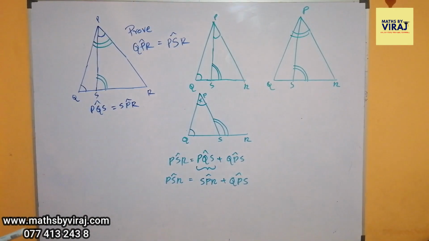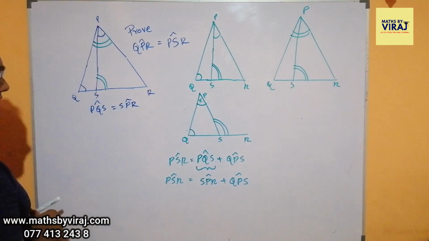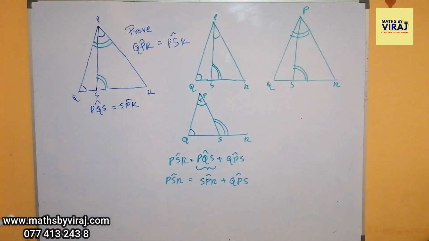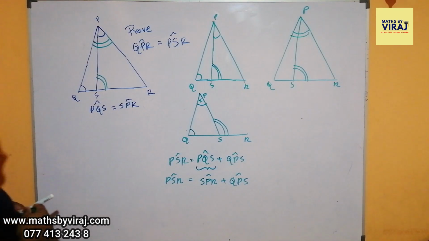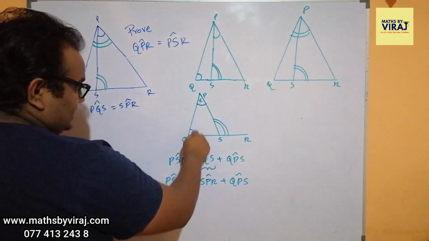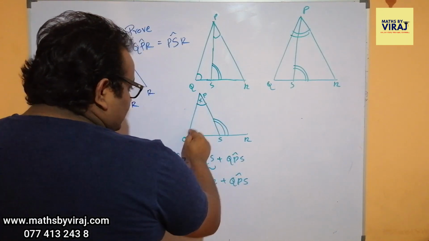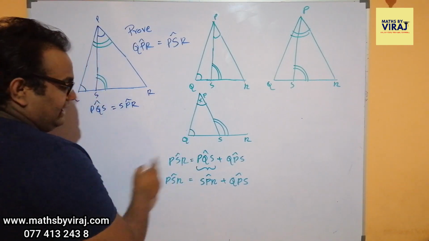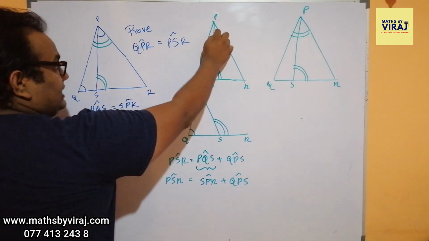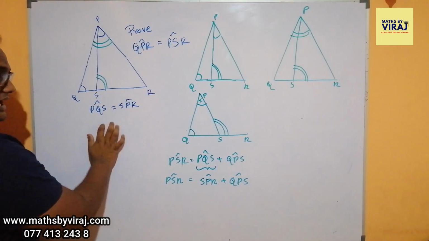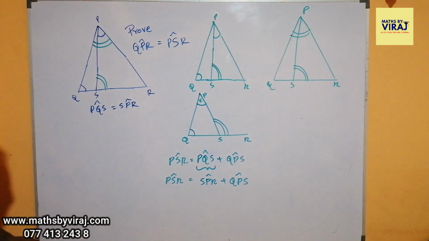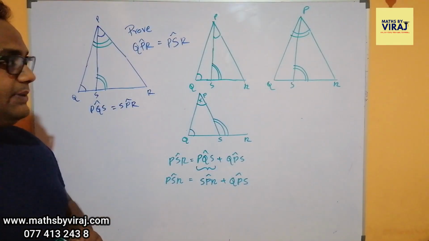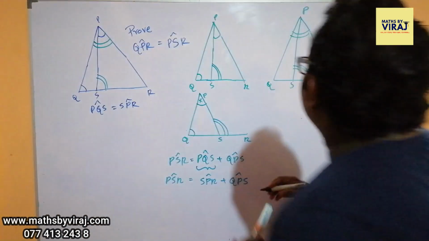Therefore, I can write angle PSR is equal to angle SPR plus QPS. These two angles are equal to this angle, but instead of this particular angle, I am naming it as angle PQS, because they have already given us that these two angles are equal in value. Right. Actually, we have proved the theorem which needs to be proved, but let's try to understand this.